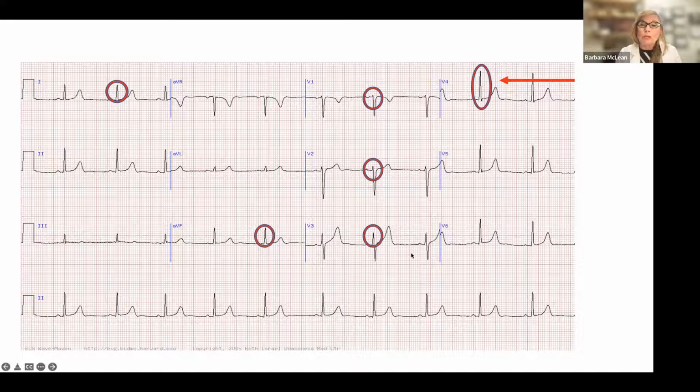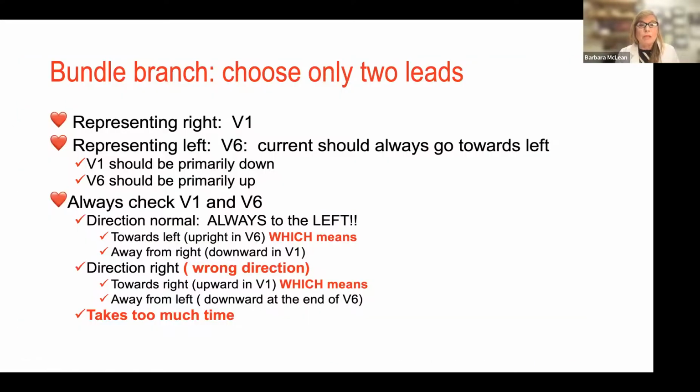So you might have thought it was here, but downwards was still bigger than the upright. Zone of transition is here, V4. That's a normal zone of transition. That's really important. Now, when we look at bundle branch block, we're only going to choose 2 leads.